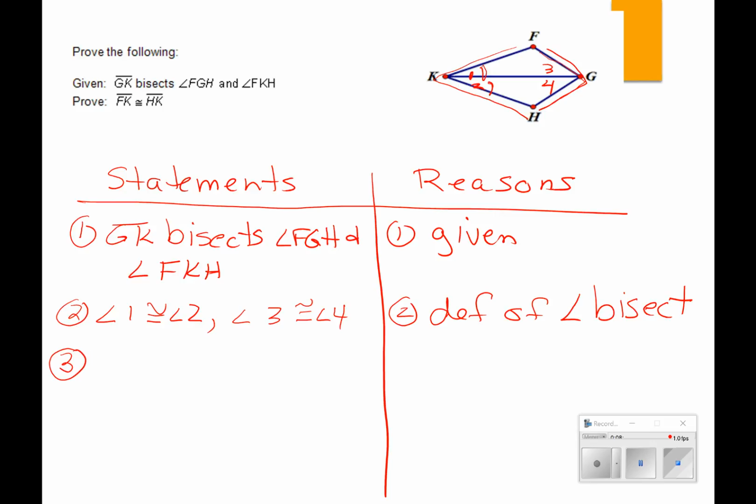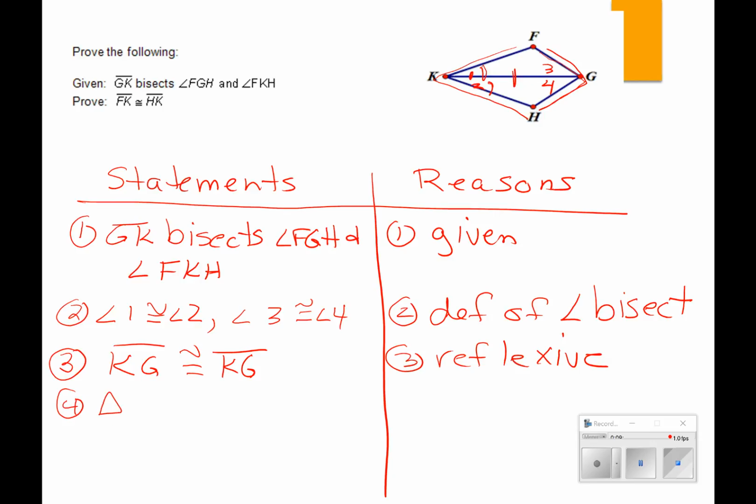Next, I'm going to state that KG is congruent to KG, and that's by reflexive. Again, the only property my niece seems to know, but I love her anyways. Okay, and now I can state that those triangles are congruent: triangle KFG is congruent to triangle KHG by side, angle, side.